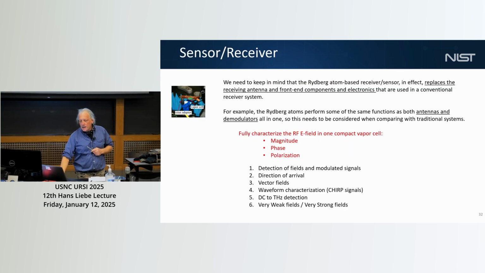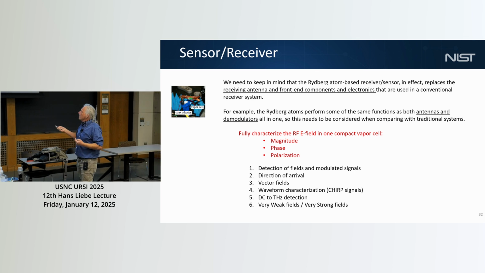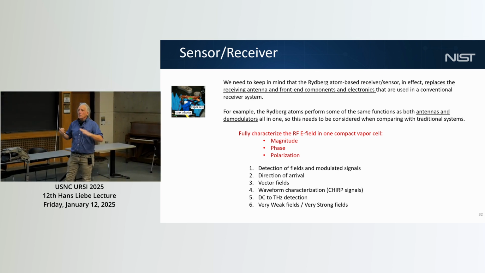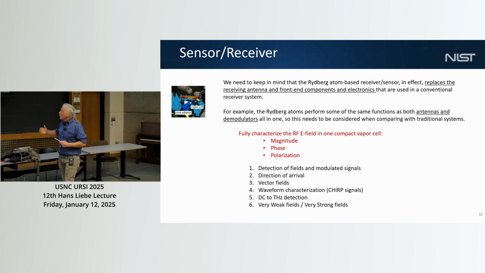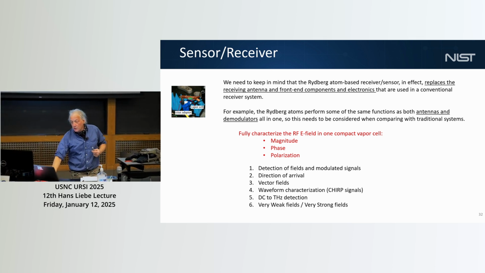So with that, like I said, we can measure amplitude, phase, and polarization, and that's great for an SI traceable measurement. It's great if we want to do modulated signals and so forth. But it turns out there's a whole range of other applications that people are looking at, including us.